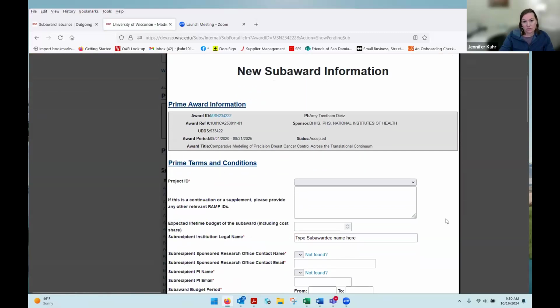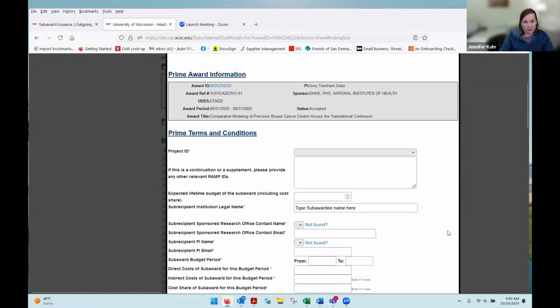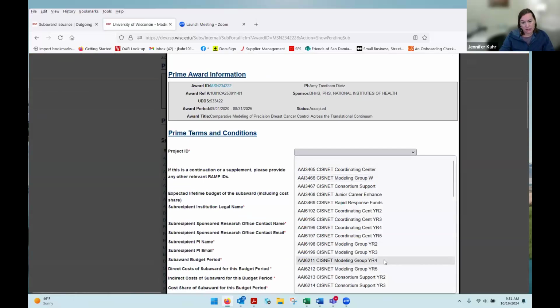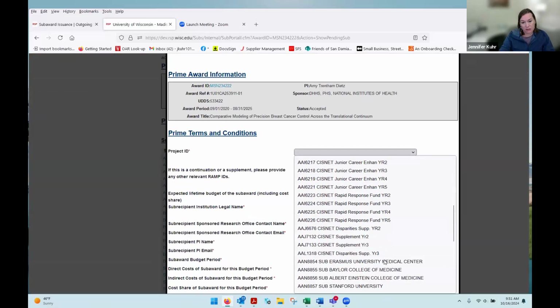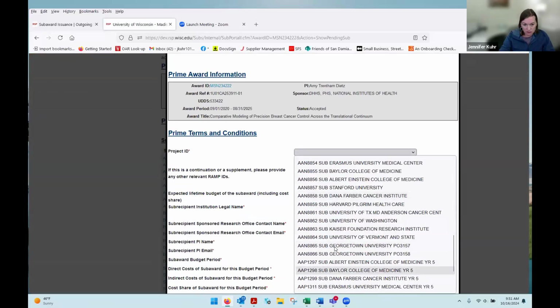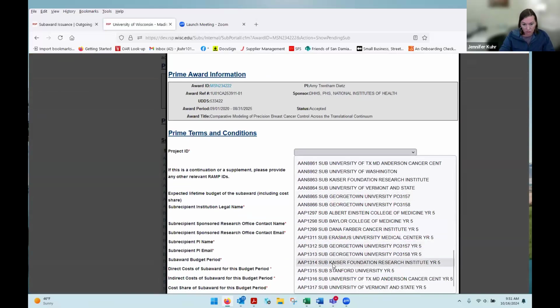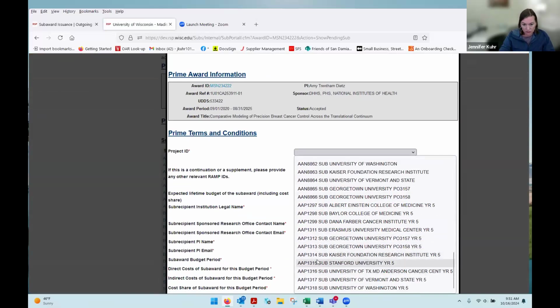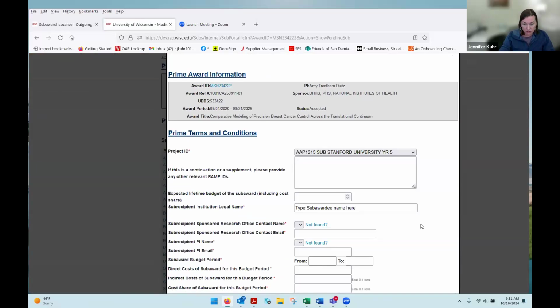Okay, so this is the new subaward information form that will pop up. In this first field here, you'll select a project ID. And we're gonna select one of the subaward ones. Hopefully this will allow me to do that. So this is a sub to Stanford for year 5.